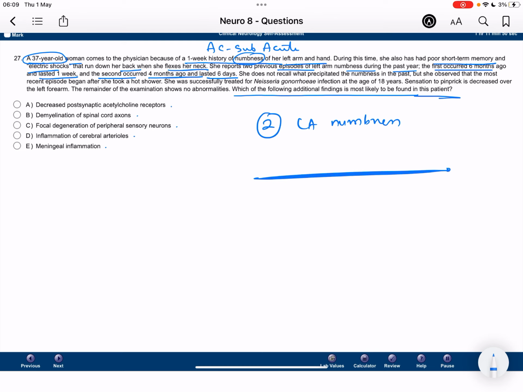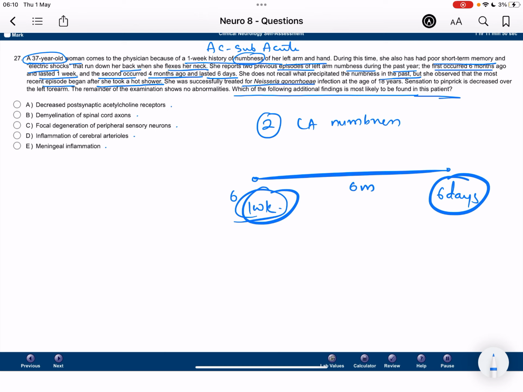In 1 year, these symptoms are separated, the first episode 6 months ago lasting 1 week, and the second episode 4 months ago lasting 6 weeks. So we will have to remember this. She does not recall what precipitated the numbness in the past, but she observed that the most recent episode began after she took a hot shower. She was successfully treated for Neisseria gonorrhea infection at the age of 18. Sensation to pinprick is decreased over the left forearm. The remainder of the examination shows no abnormalities. Which of the following is most likely found?